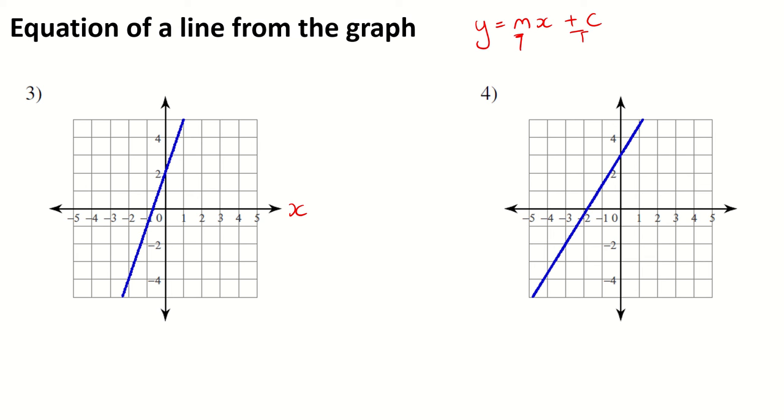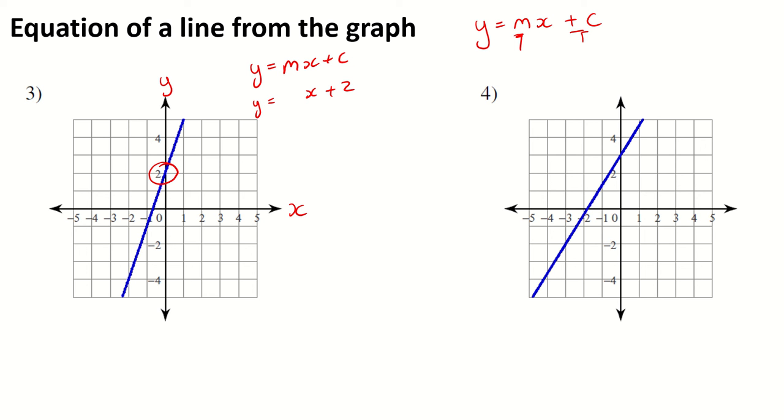So in a Cartesian plane, this is our x-axis and this is our y. So here is where the line touches the y-axis. So our c for this graph will be plus 2 because it touches the line at the point 2 on the y-axis. Now we need to find what m is.